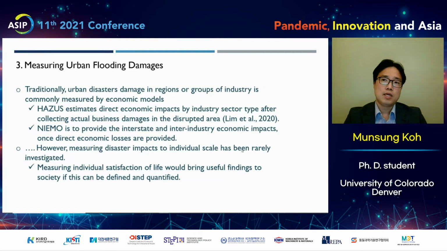So there are many urban flooding damages, and many studies have been done to measure them. Traditionally, there are multiple tools existing. One of the popular ones would be HAZUS and NEMO. These two are popular in measuring the damage in regions or groups of industry. But I'm not here to discuss the technical approaches or compare these two very good tools.